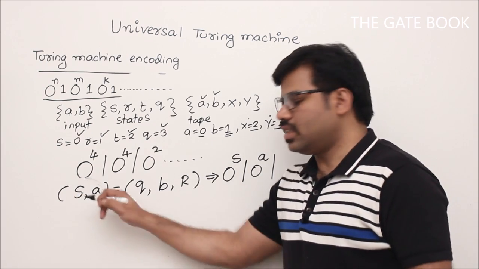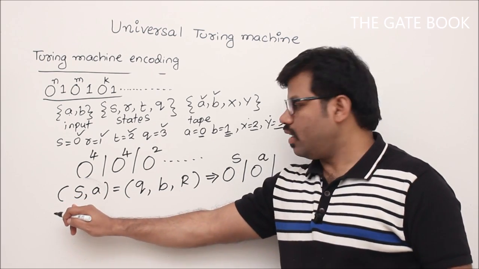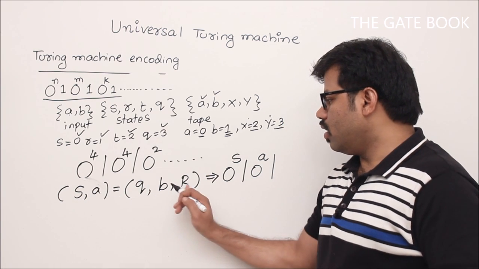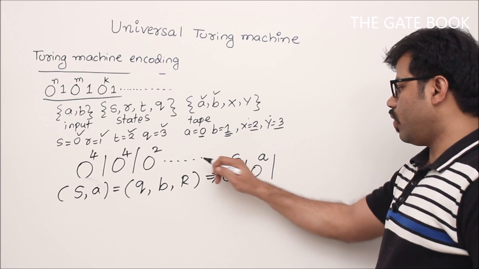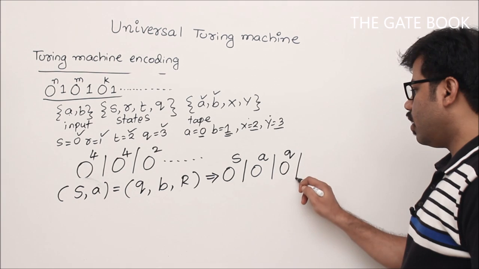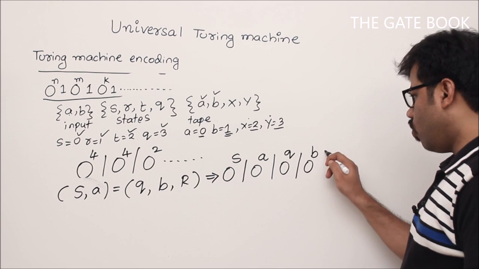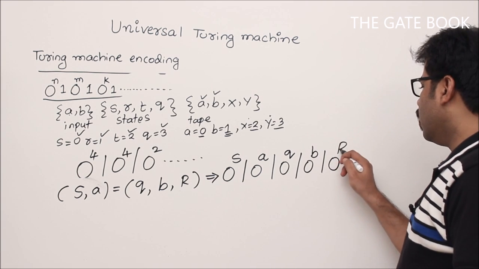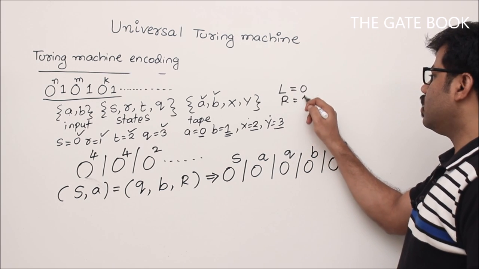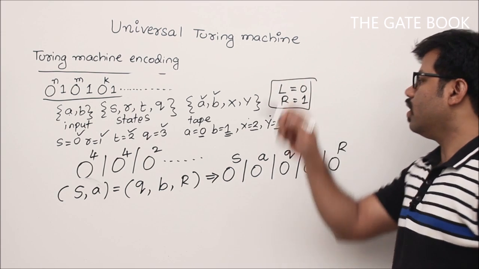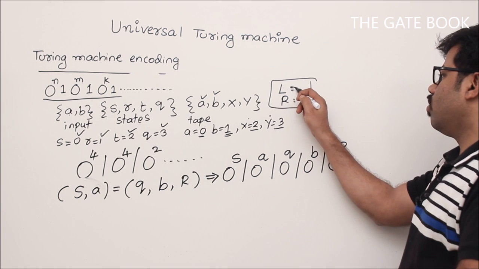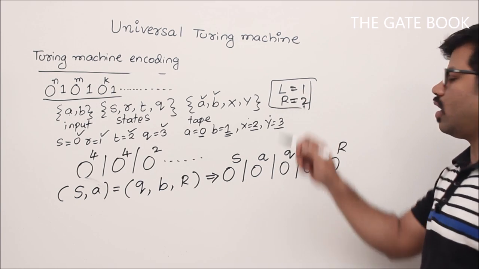We know that any transition function will have 5 components, right? State, symbol, next state, symbol, and direction, correct? That's why 0 power S, 1, 0 power A, 1, 0 power Q, 1, 0 power B, 1, 0 power R. Let me use L means 0, R means 1. This is the encoding for directions. Otherwise I can use L means 1, R means 2. Anything we can use, not a problem.